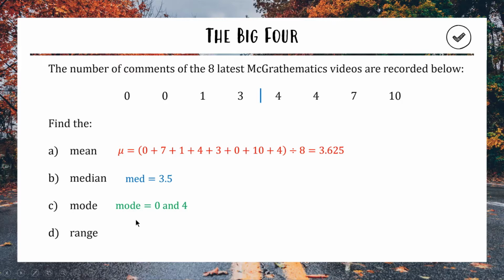And the last one, probably the easiest, is the range. The range is just the distance from the start and finish of your data set. So it's how far from 0 to 10, which we can just do 10 take away 0, and so we get a range of 10. So the range is saying how many numbers does this data set span? Well, we're spanning from 0 to 10. So there you go.